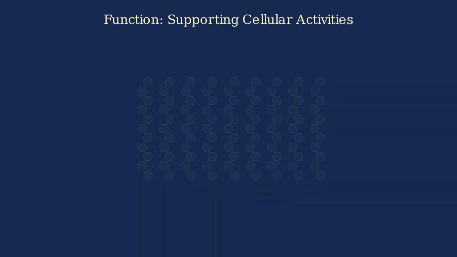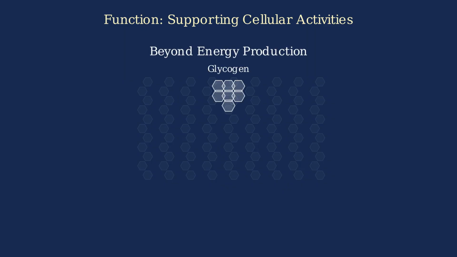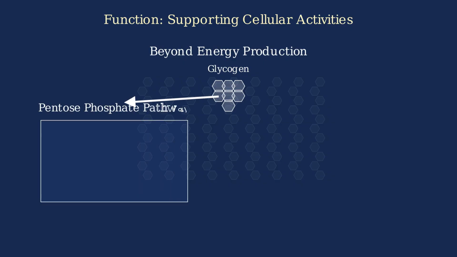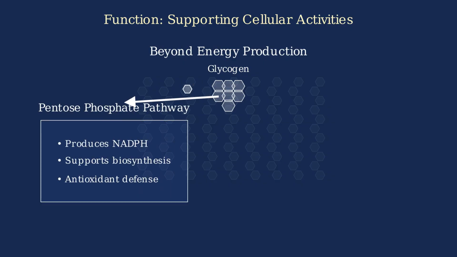Glycogenolysis has important functions beyond simply generating energy. The glucose 6-phosphate released from glycogen can support various other cellular activities. One crucial pathway is the pentose phosphate pathway, which uses glucose 6-phosphate to generate NADPH. NADPH is essential for biosynthetic reactions like lipid synthesis and provides electrons for antioxidant defense systems.